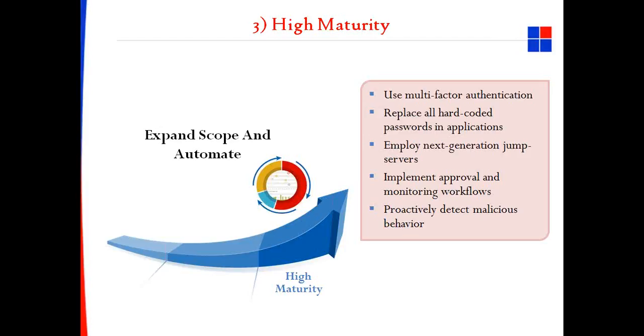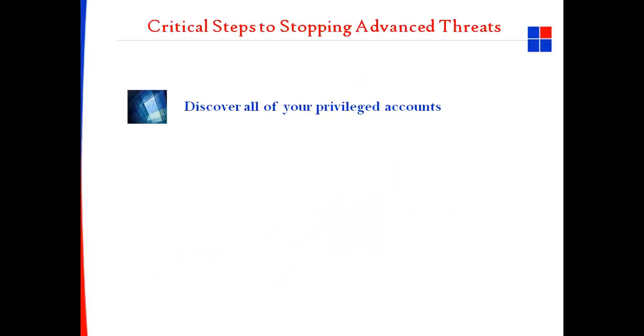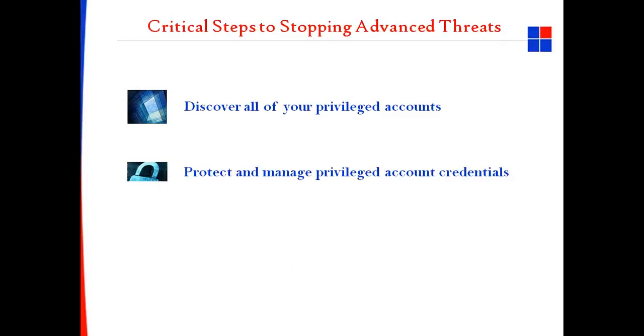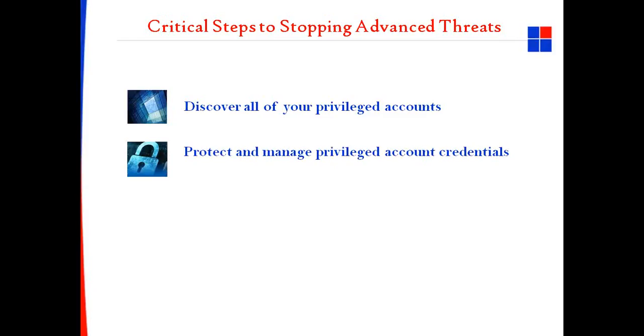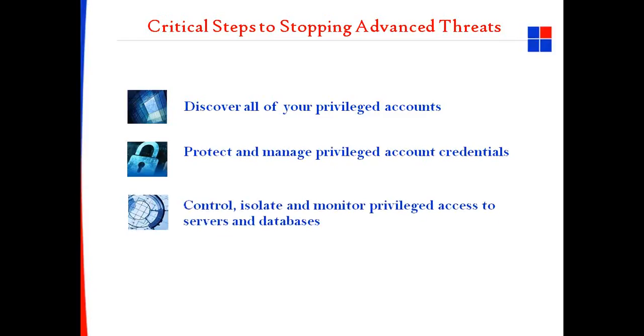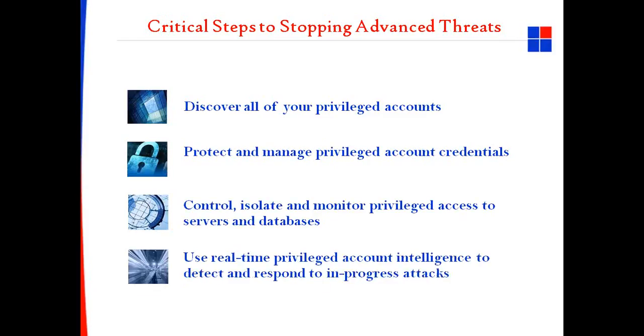Proactively detect malicious behavior. Continuous monitoring with real-time analytics to detect in-progress attacks and enable immediate response to alerts of suspicious behavior. Critical steps to stopping advanced threats. The first thing we do is we discover all of your privileged accounts. The next step is protect and manage privileged account credentials by password vaulting. Control, isolate, and monitor privileged access to servers and databases. And lastly, use real-time privileged account intelligence to detect and respond to in-progress attacks.